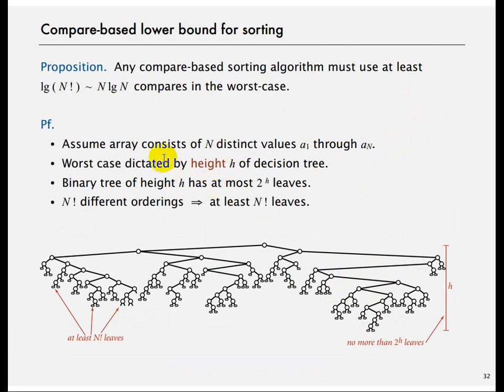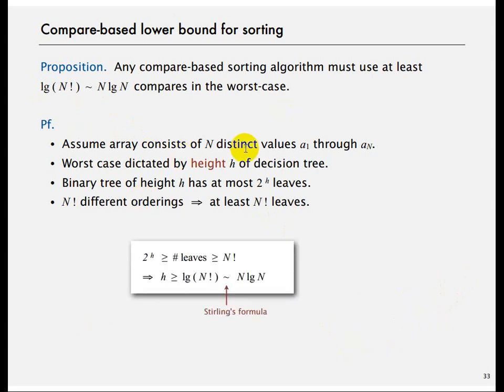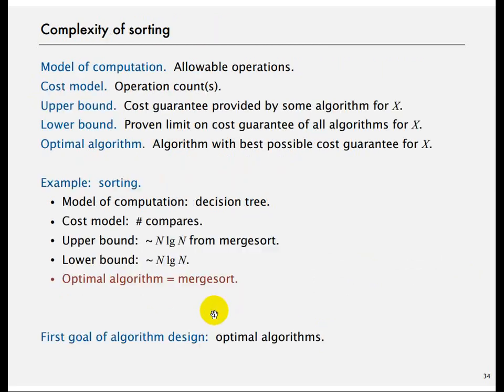And here's the proof in detail: the worst case is h. A binary tree of height h has at most 2^h leaves, and the n factorial orderings require at least n factorial leaves. We want to take log, we kind of know why we want to do log, and hence log n factorial is n log n. So once again, this is h, and 2 raised to h is the number of leaves, and h is basically log of n factorial, right? Because leaves are n factorial, so it's very similar to what we had looked at before. So it's Stirling's formula. Okay, so this is the guy who actually did that.